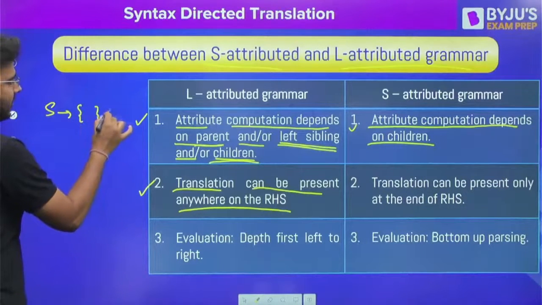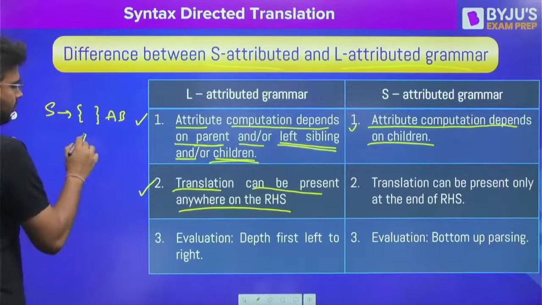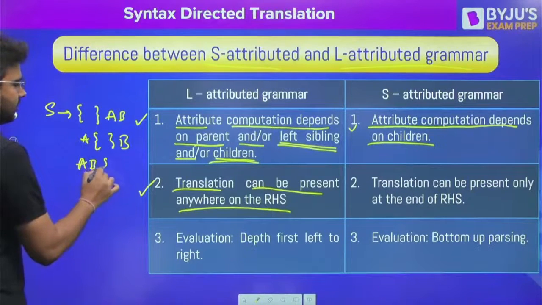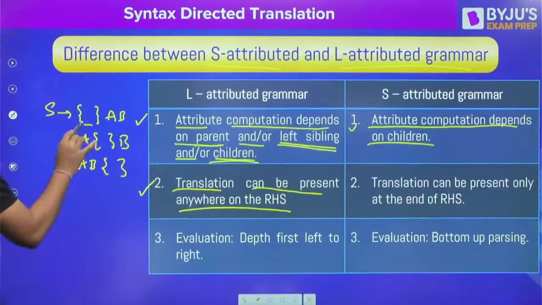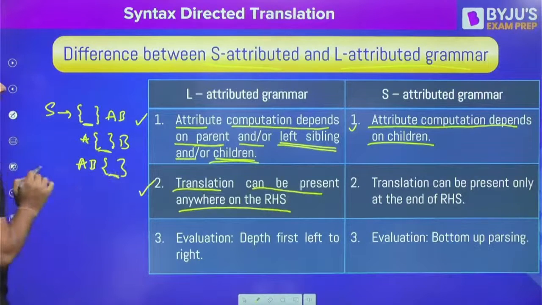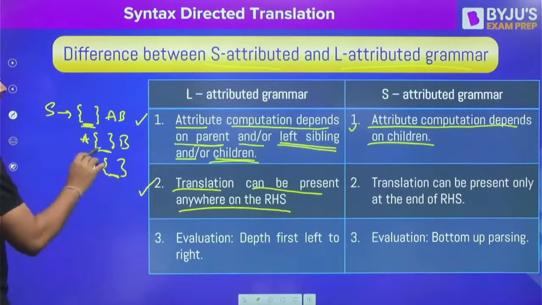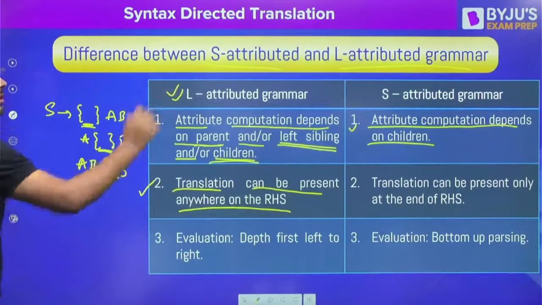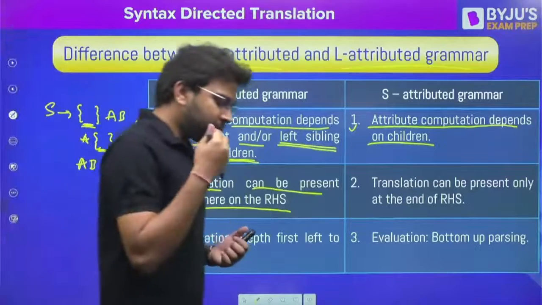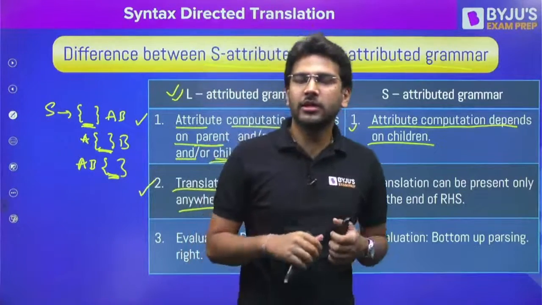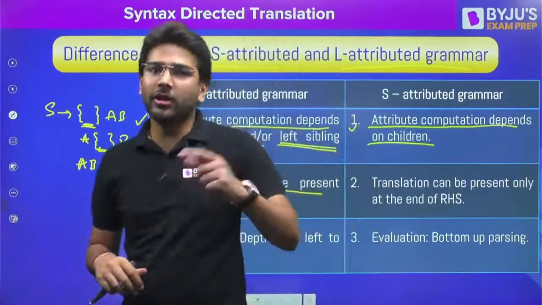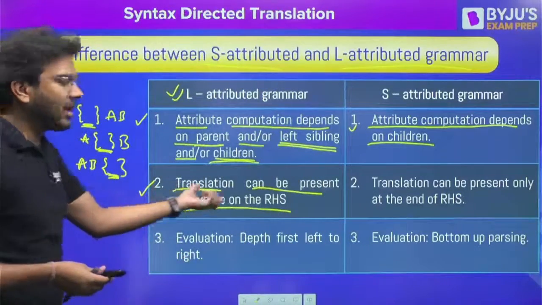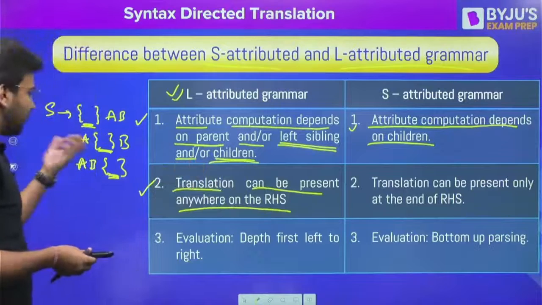You can have something like this. That means the translations can be present anywhere on the RHS. It can be present in the beginning, it can be present in the middle, it can be present at the end. This is about L attributed grammar. So to identify whether the given grammar with given SDT is L attributed or S attributed, this is a very important point. Just on the basis of translation positions, you can also identify it.